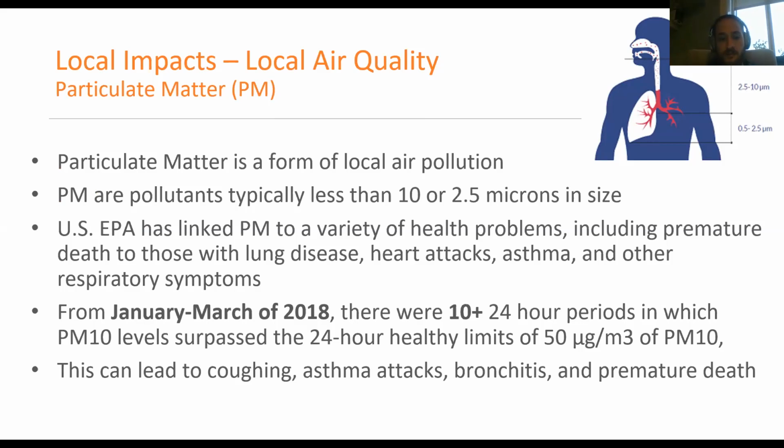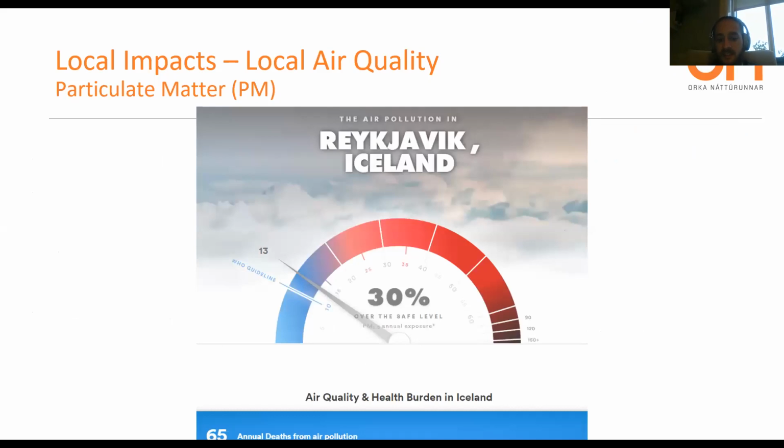In 2018, for example, over just a 3-month period, there were over 10 24-hour periods in which the levels passed the WHO limit of 50 micrograms per cubic meter of particulate matter. And this can lead to coughing, asthma attacks, and bronchitis. On just a random day I went online, and this is a bit older now, but it's still quite the case: if you look up local air pollution, we were over the WHO safe guidelines. They estimate there were 65 annual deaths from air pollution in Iceland, and you can only imagine what that would be in other places.